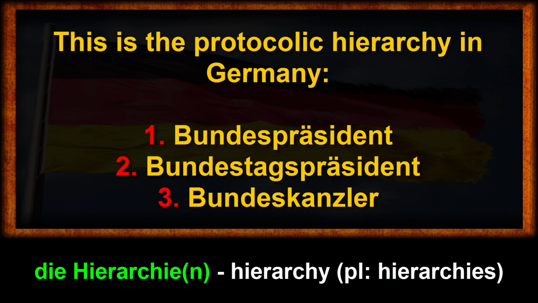This is the political and protocolic hierarchy, die Hierarchie for the three most important political authorities we have in Germany. First comes der Bundespräsident. The second highest protocolic politician is der Bundestagspräsident. And the third highest German protocolic politician is der Bundeskanzler. So, although the Chancellor is by far the most common and, well, the most well-known authority when it comes to German governance, both nationally and internationally, it's only the third highest level of political authority we have in Germany.